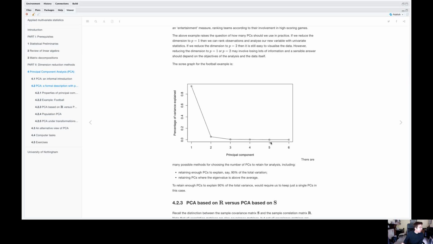So often when we're doing analysis, we decide only to look at some of the leading principal components. And there's various ways of choosing how to do this. One common way is just to say, take enough components to explain 90% of the variance. So in that case, we could just take this first one.